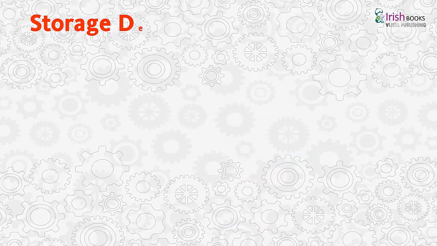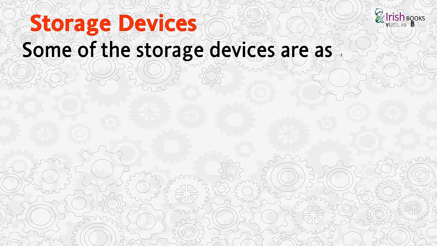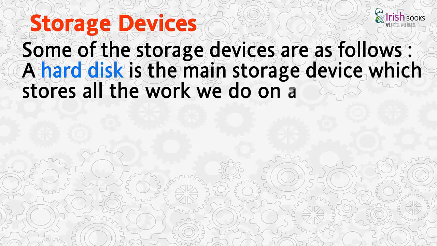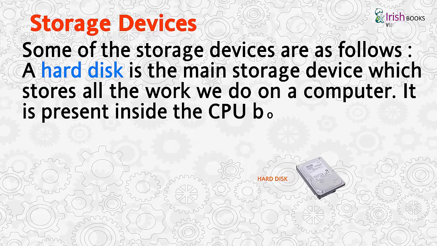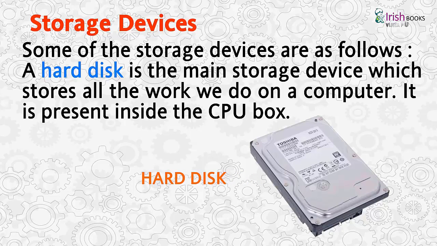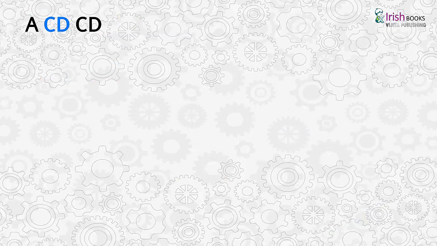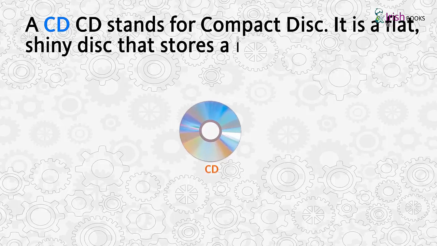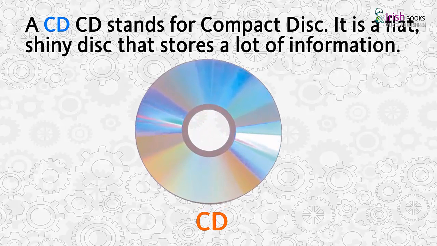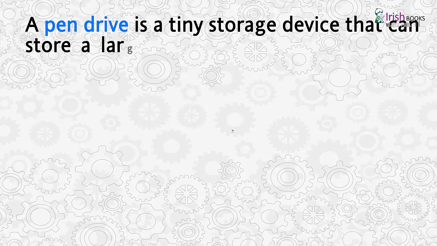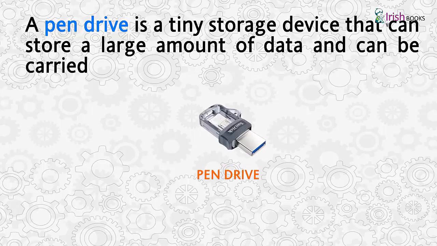Storage devices. Some of the storage devices are as follows. A hard disk is the main storage device which stores all the work we do on a computer. It is present inside the CPU box. CD stands for compact disc. It is a flat, shiny disc that stores a lot of information. A pen drive is a tiny storage device that can store a large amount of data and can be carried easily.